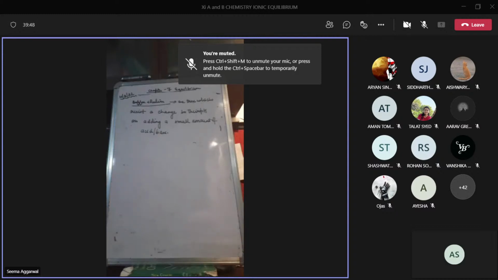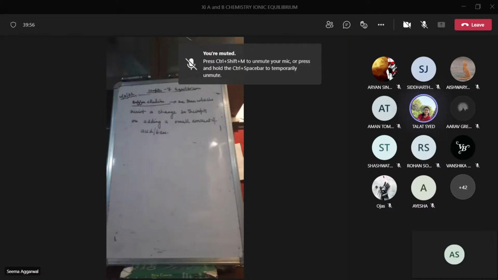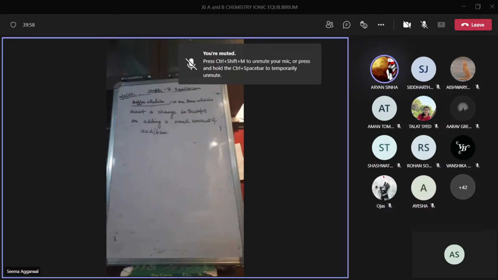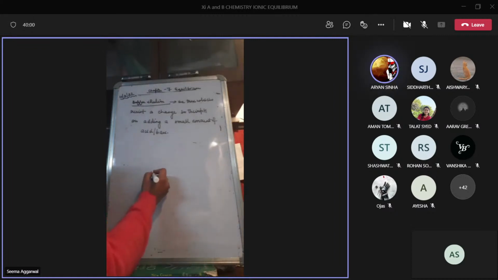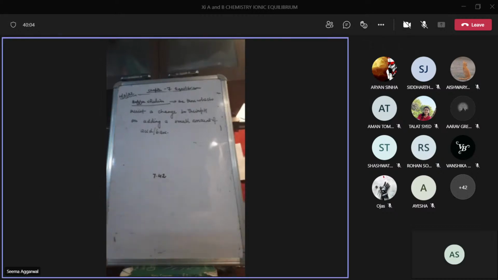If I am taking a food which has baking soda or ENO, will the pH of the stomach change drastically? No, ma'am. It will neutralize, and there will be a minor change in pH. A pH has a range.